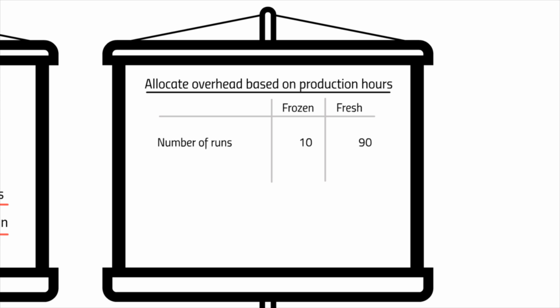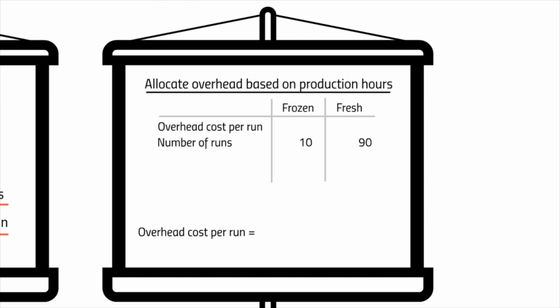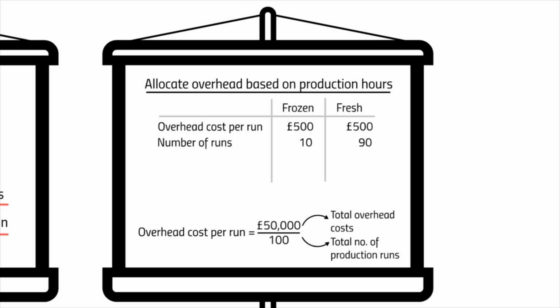And now we can use this to calculate the overhead cost per run by dividing the total overheads, so that's the £50,000 in total overhead costs, by the number of production runs, which we know is 100 production runs. So 50,000 divided by 100, that is a cost of £500 per production run.